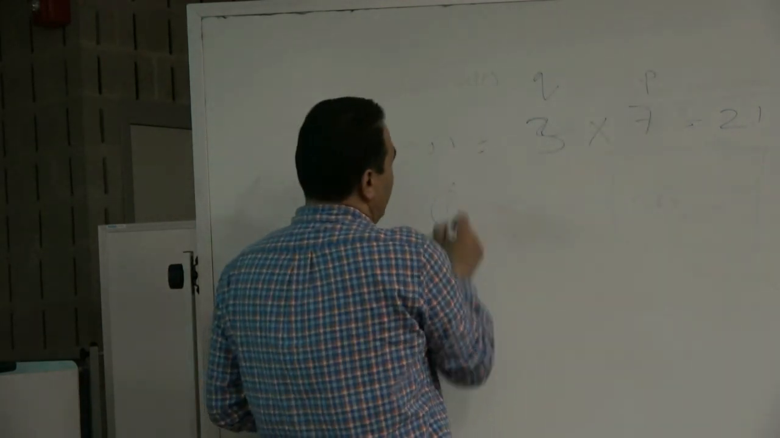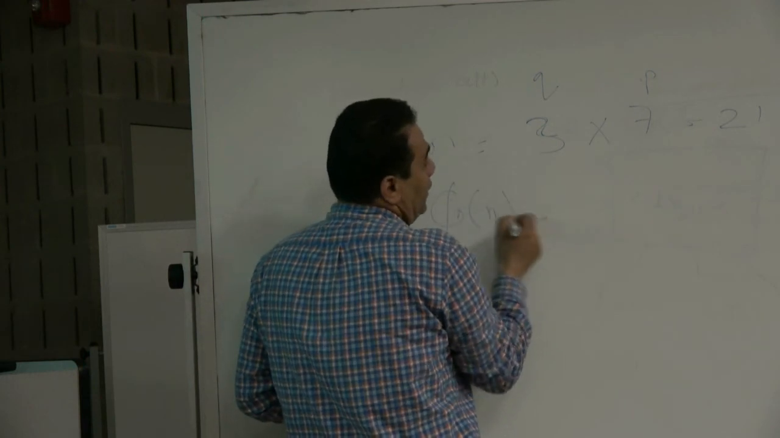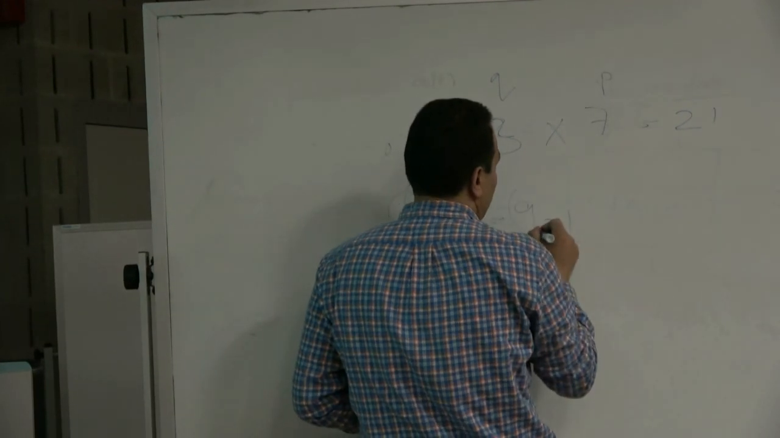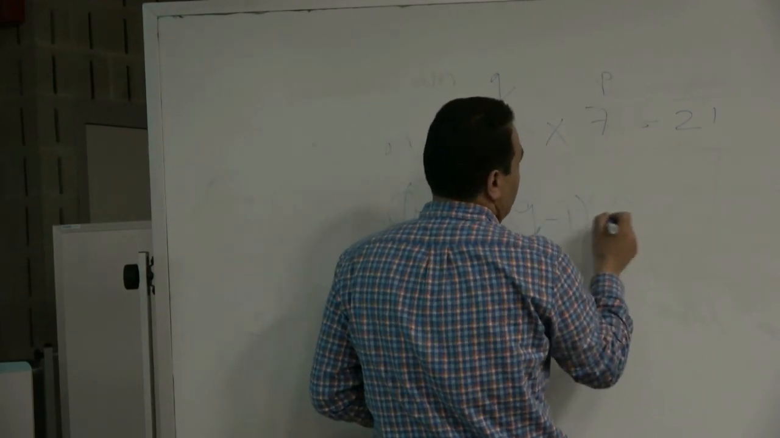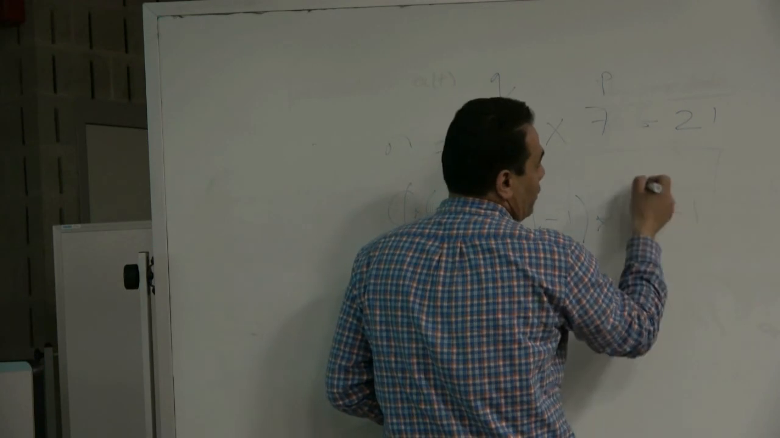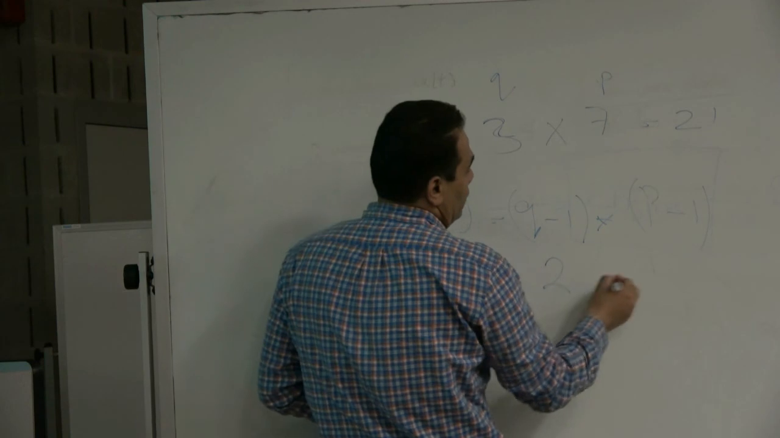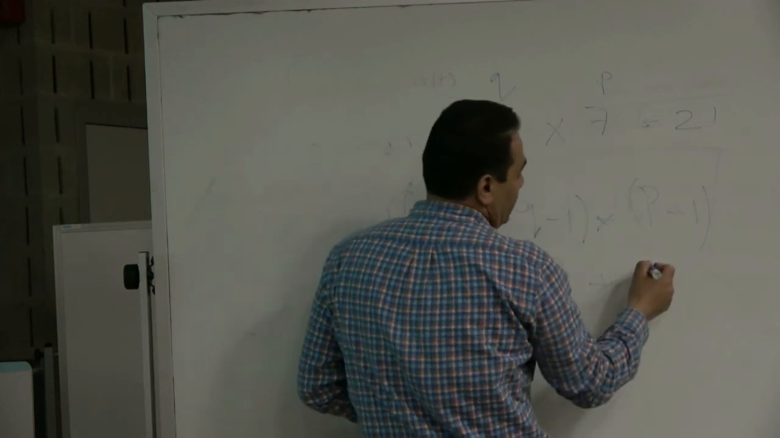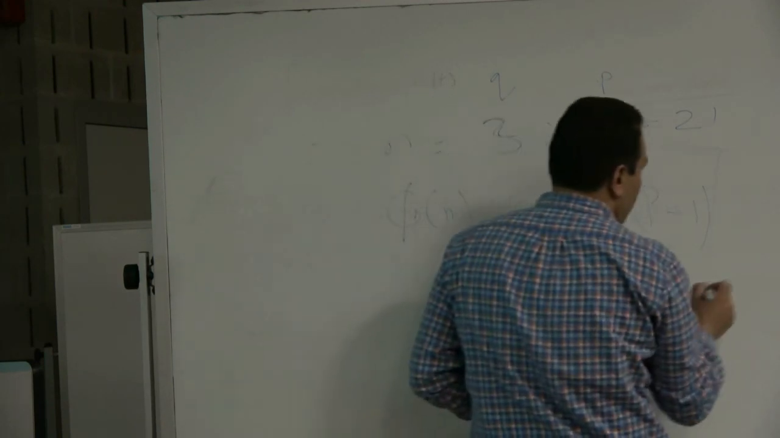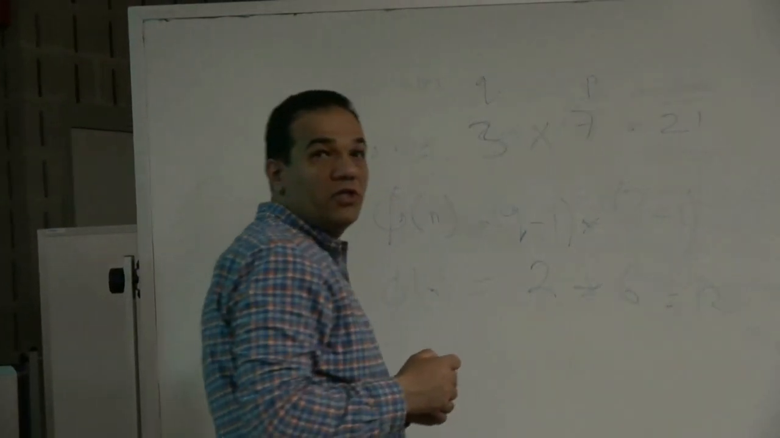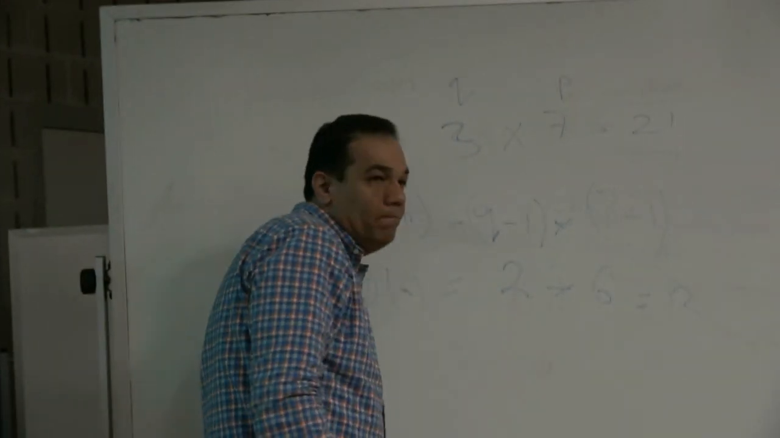So phi n equals q minus 1 times p minus 1. Q minus 1, how much? 2. 2 times 7 minus 1, which is 6, right? Equals 12. That's phi n. If we go to the previous chapter, we explained that, okay?